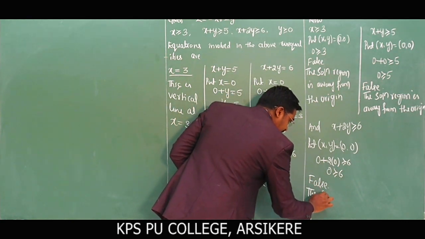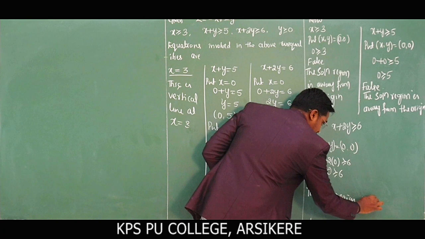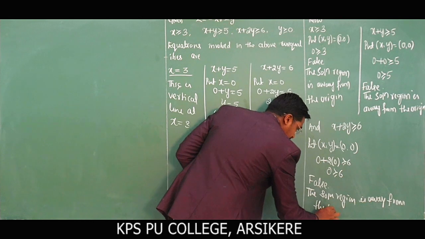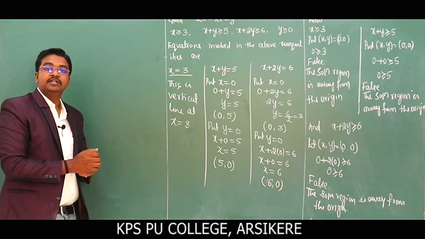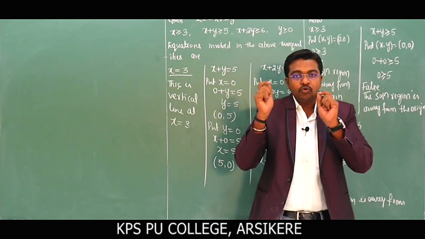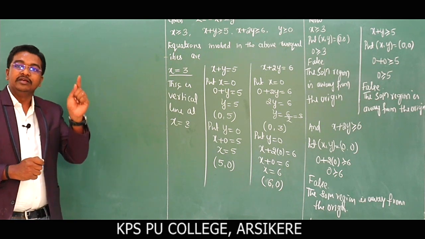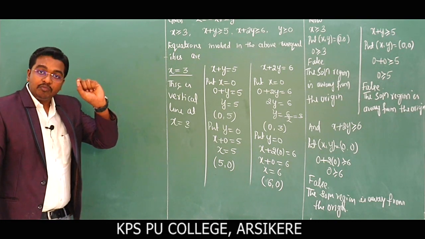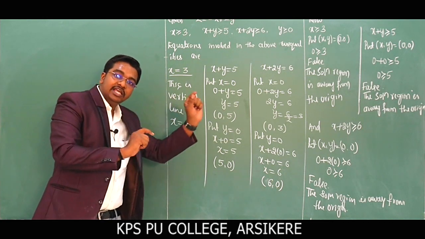The solution region is away from the origin. Next we need to draw the graph for these inequalities. Then find the feasible region. Once you find the feasible region, next find the corner points of the feasible region. Once you find the corner points, what is the next step? Find the values of the objective function at each corner point. Clear?